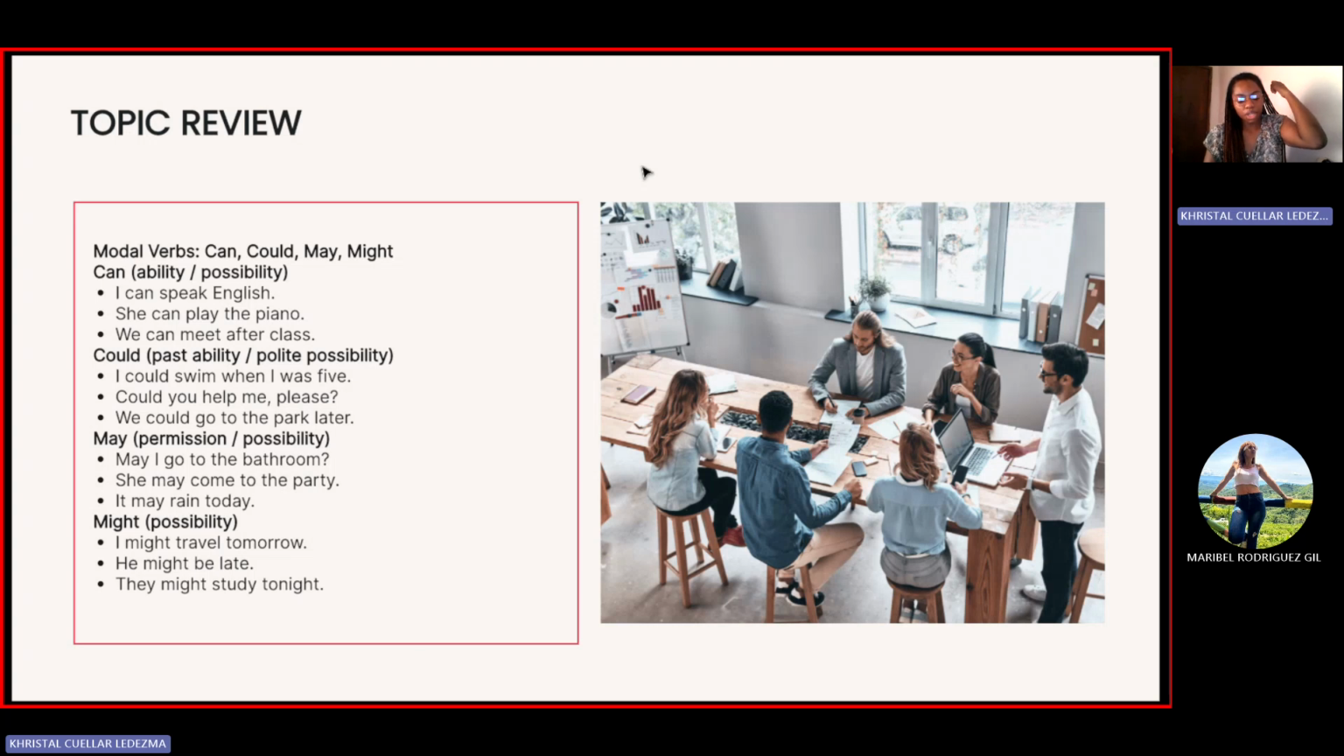Can. We use can to talk about ability and possibility. For example, I can speak. I can speak English. She can play the piano. We can meet after class.